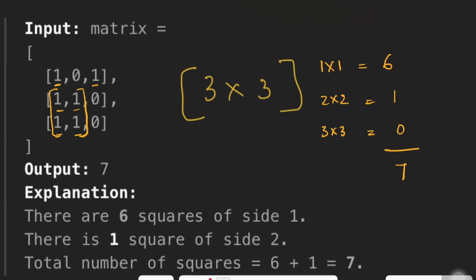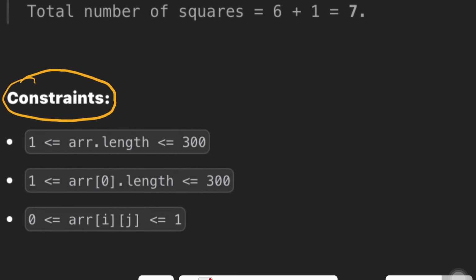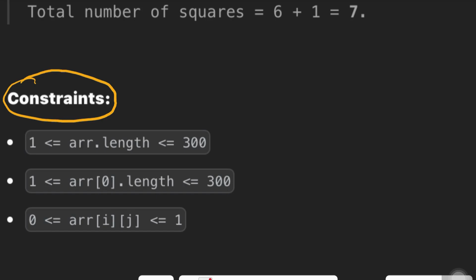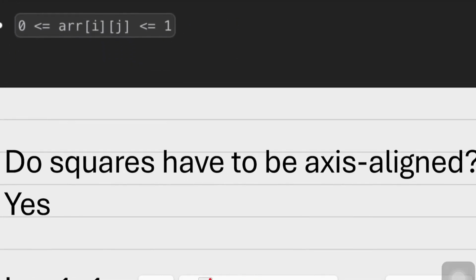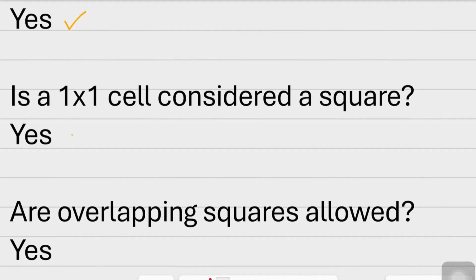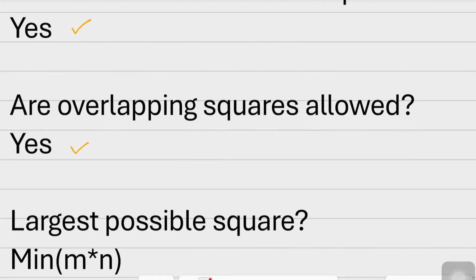Constraints to consider: m and n are at most 300, so O(m times n times min(m, n)) passes comfortably. Cell values are 0 or 1 only. Here are some clarifying questions you might think of asking. Do squares have to be axis aligned? Yes, this is standard for submatrices. Is a 1 times 1 cell considered a square? Yes, it counts if the cell is 1. Are overlapping squares allowed? Yes, we're counting, not selecting disjoint sets.